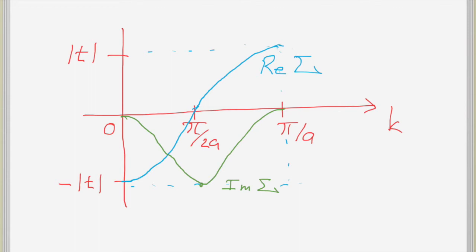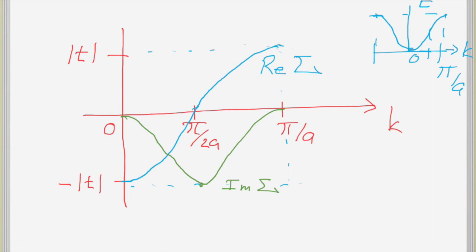And just to recall, if you think about your tight binding band, here's pi over a. It's just your cosine tight binding band. So at 0, you're at the bottom of the band, at the band edge. At pi over a, you're at the top of the band. At pi over 2a, you're right in the middle of the band. Okay?